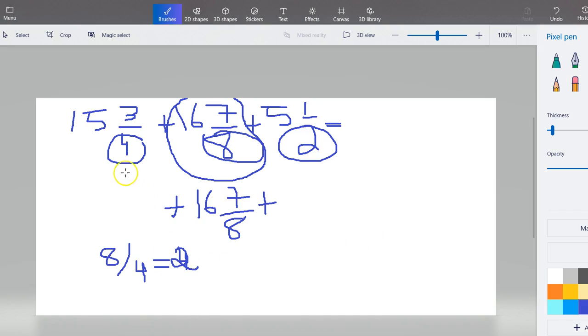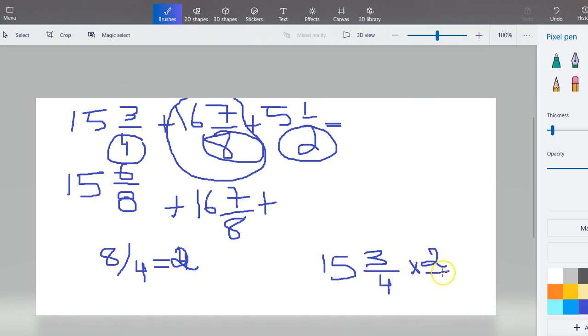So now we're going to multiply the top of the first fraction by 2, and that will give us 6, and the bottom by 2, and that will give us 8. We just created a different fraction, which is an equivalent fraction. Pretty much this is what we did. We took 15 3/4 and multiplied by 2 over 2. Why 2? Because 2 times 4 was 8.